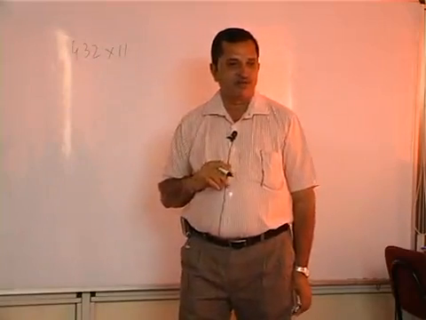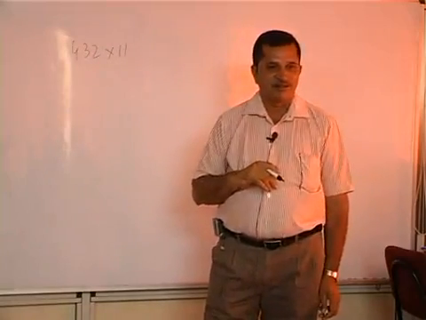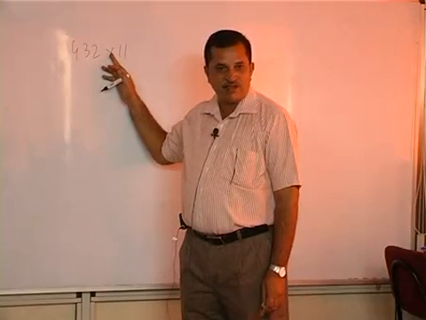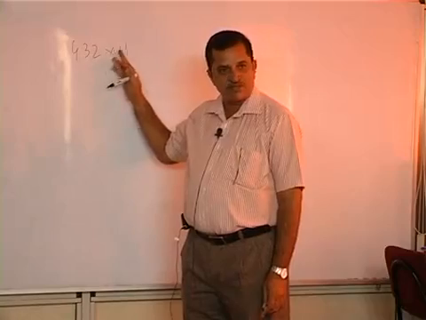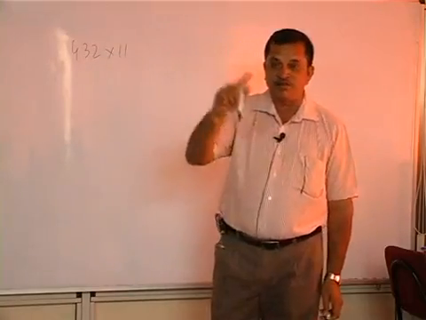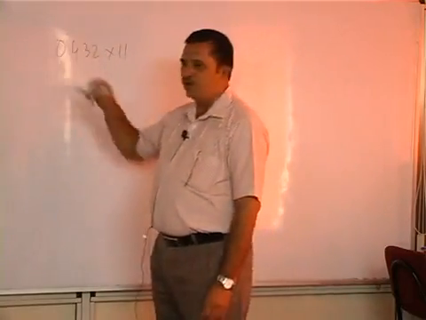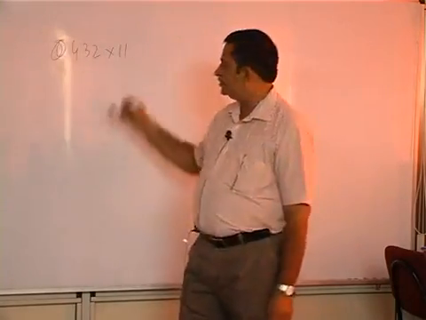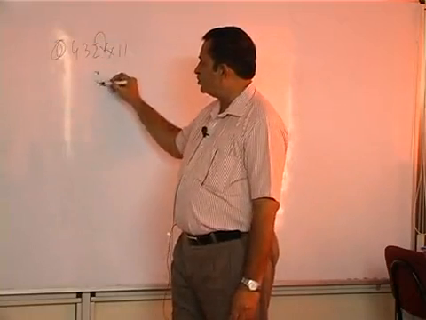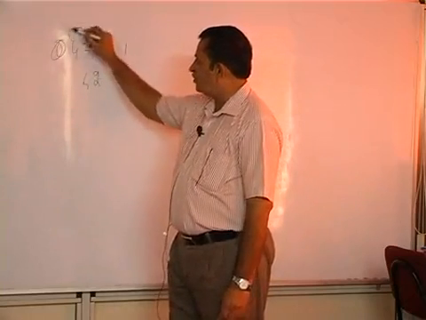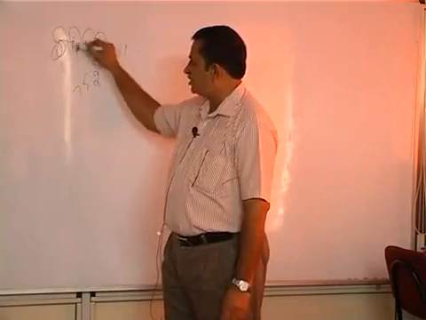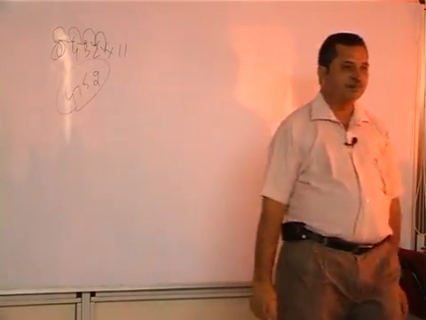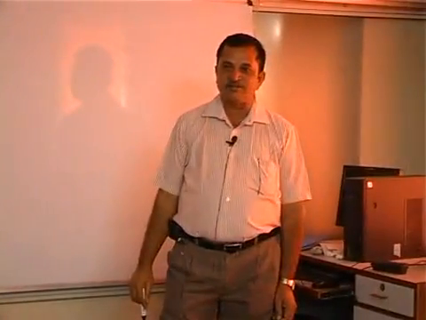Usually what we do? We multiply. First you multiply with 1 and then again with 1 and we will add. So 11 directly we multiply. That fellow will put a 0 here, he will put a 0 here. Addition. 2 plus next number 2. 3 plus 2 is 5. 4 plus 3 is 7. 0 plus 4 is 4. This is multiplication with 11.